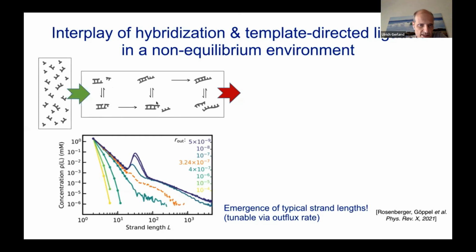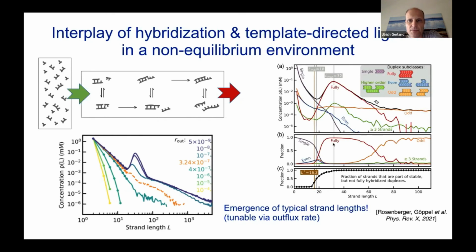The interesting feature here is that the strand length distribution that emerges at high dilution rates is just a monotonically decreasing strand length distribution, which is close to exponential. We have a semi-log plot here. However, if the dilution rate is lowered, so that the strands have longer time to react, we get a peak. We get a clear non-monotonic behavior with a typical strand length that develops. And this can be understood.